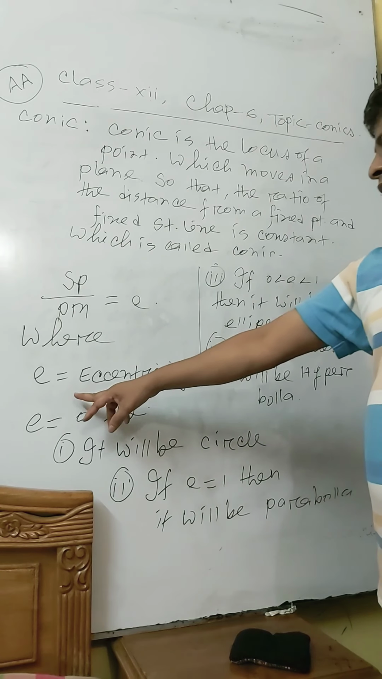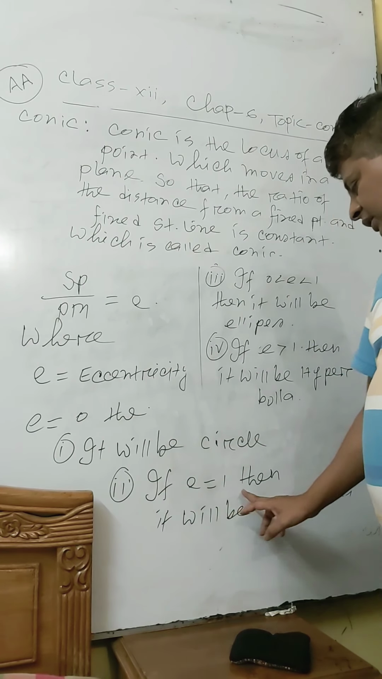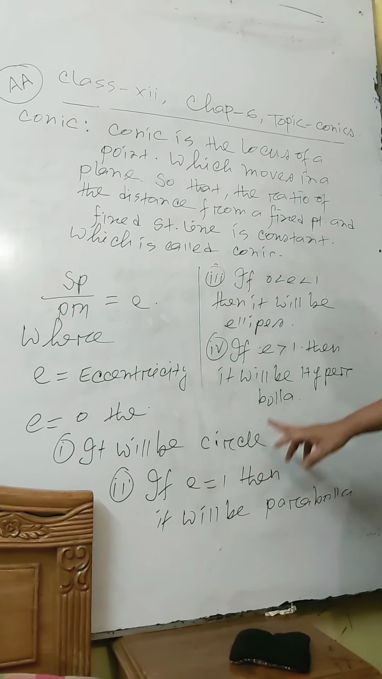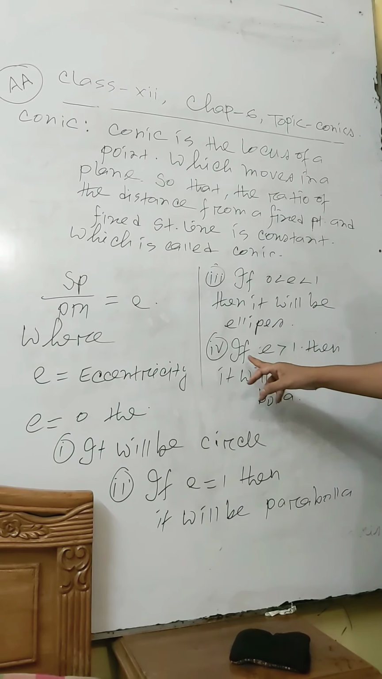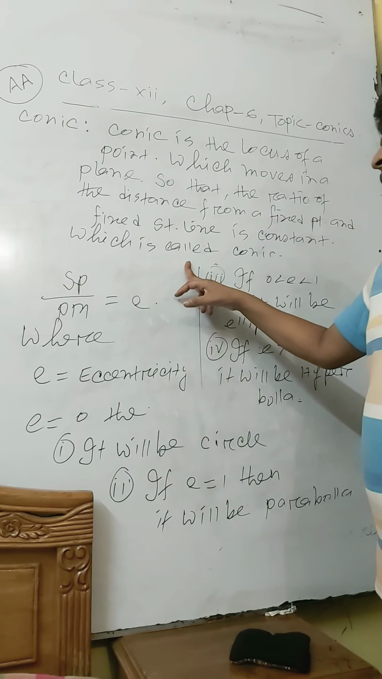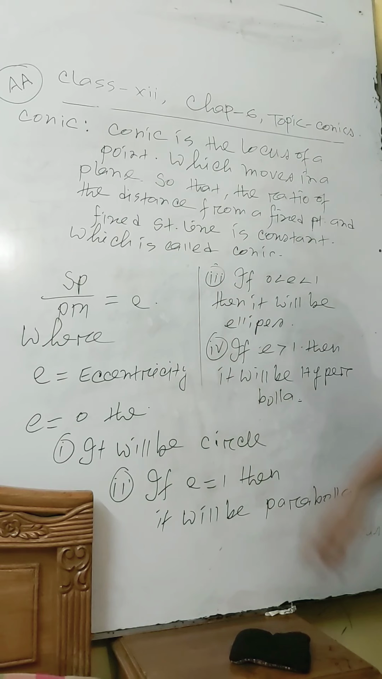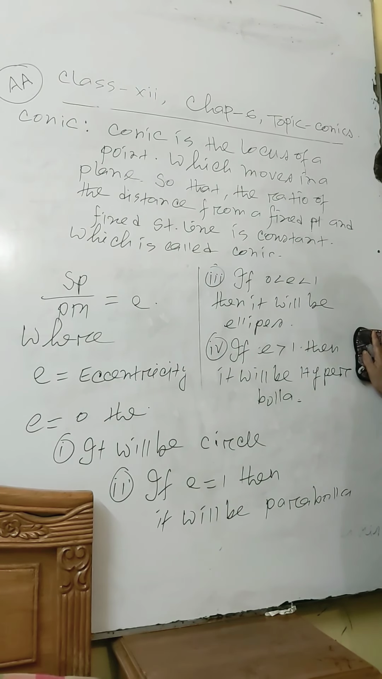Again I reply, if e equal to 0, then it will be a circle. Number 2, if e equal to 1, then it will be a parabola. If 0 less than e less than 1, in this case it will be an ellipse. Again I reply, if e greater than 1, then it will be a hyperbola. These are the properties obtained from the definition of conic. Let us now give the definition of eccentricity.